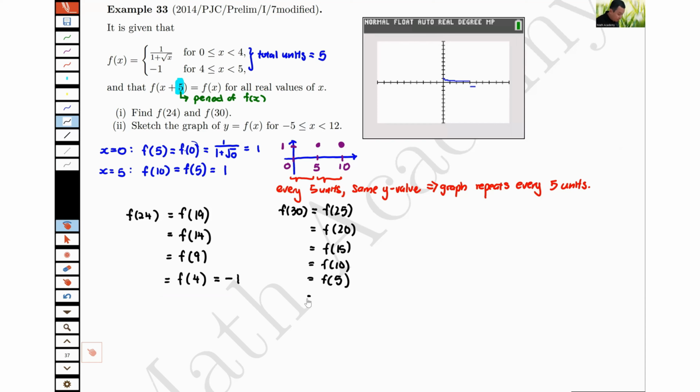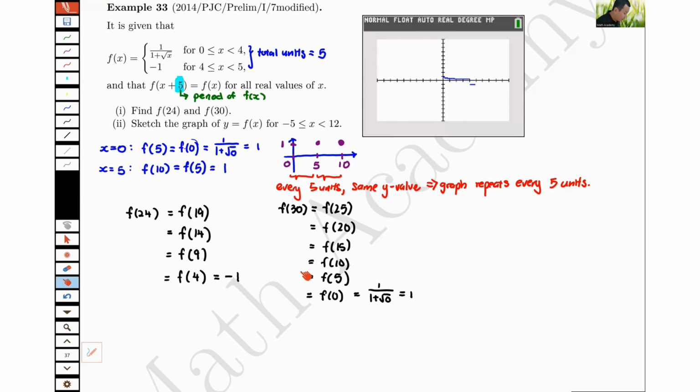But 5 is still not sufficient because at 5, it wasn't defined. So we should not do 5. We should go one more round to go to 0. It's only defined at 0. It's not defined at 5. So this should have one more, we get to 0. Okay, so I have 1 over 1 plus root 0, which is the value 1. 0 is defined on the top piece, so you substitute to the top piece.